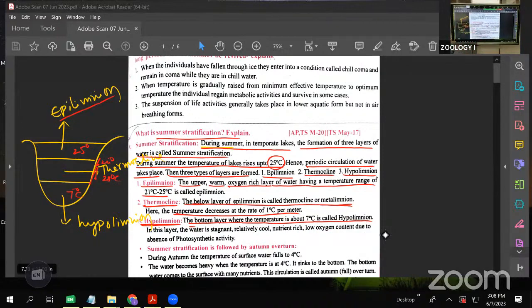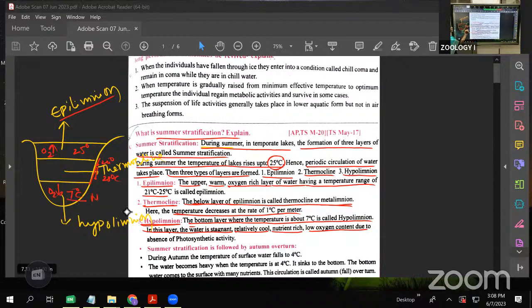In this layer, oxygen is less. Here, in this layer, water is stagnant, meaning it is not moving. It is stagnant and relatively cool compared to the other layers. This one will be cool, nutrient rich and low in oxygen content. The upper layer has more oxygen; plants are there, that's why there is more oxygen. Inside of the hypolimnion, less oxygen is there, but the nutrients are more.